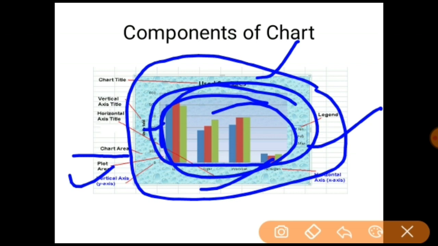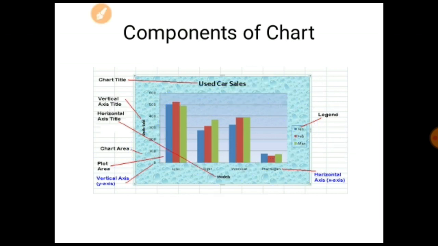Okay, now what is the meaning of legends? Legends means, here you can see we are having the legends. These are the patterns which are basically used to differentiate the different kinds of values. Here you can see we are having 3 different months: January, February, March. So if I want to represent these different months in terms of different colors, I have to use this thing, that is the legends, right? So this is all about the components of chart.